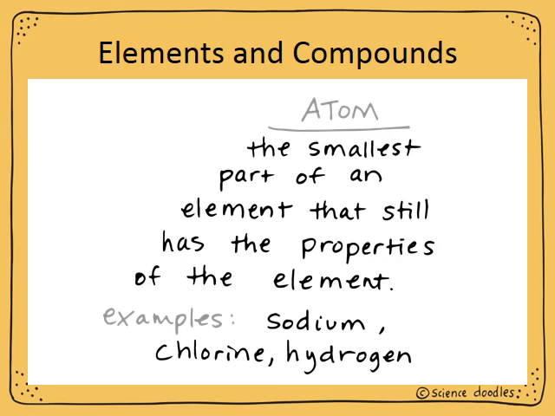All right, so for our notes page, an atom is the smallest part of an element that still has the properties of the element. And examples are sodium, chlorine, and hydrogen. Feel free to add some more examples from your periodic table that you think are cool.